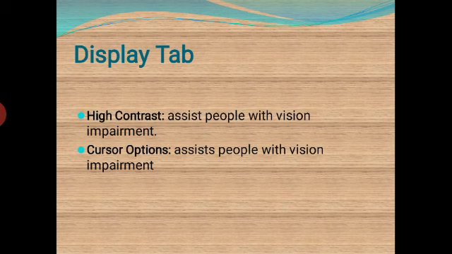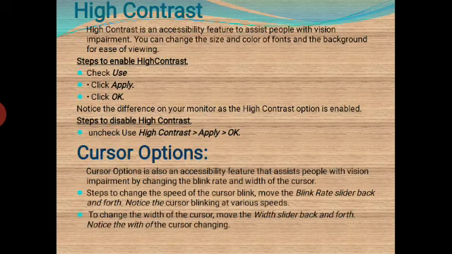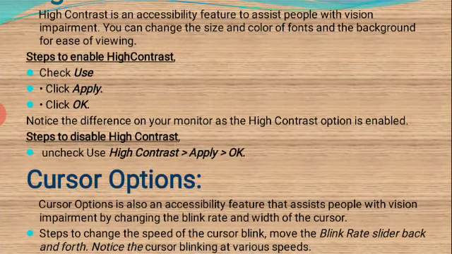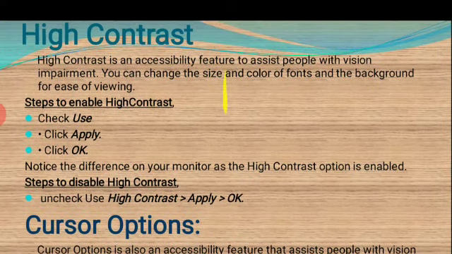The next accessibility option is the high display accessibility option, which includes high contrast and cursor option. Both the options are used to assist people with vision impairment. High contrast is an accessibility feature to assist people with vision impairment. You can change the size and color of font and the background for ease of viewing.